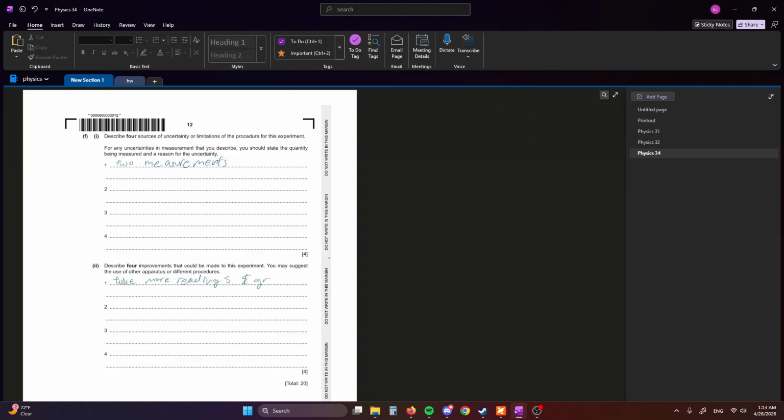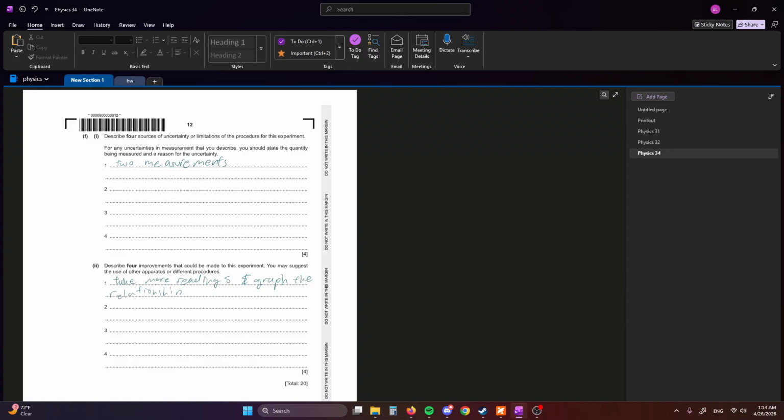and graph the relationship. I think. Yes. Basically, it says plot a graph.